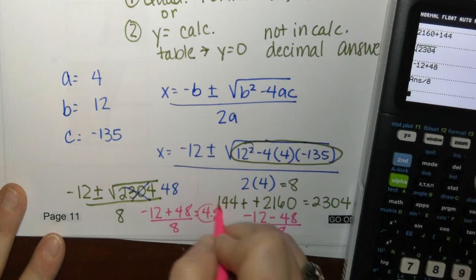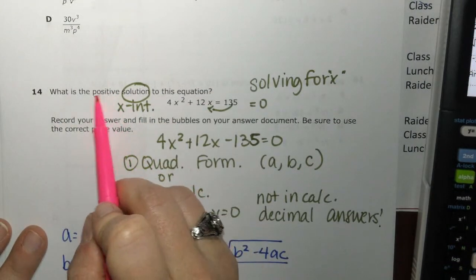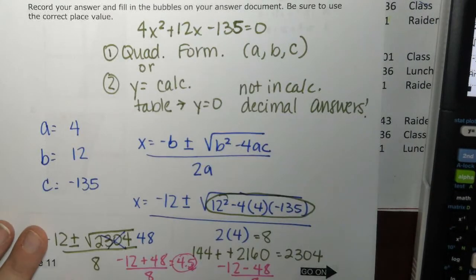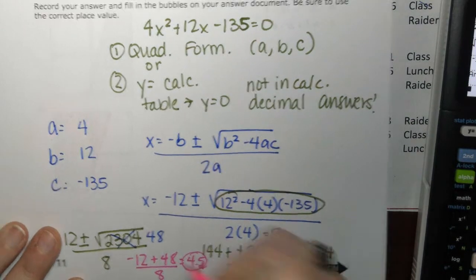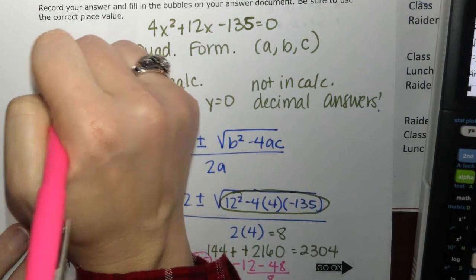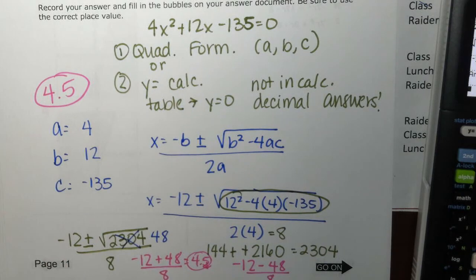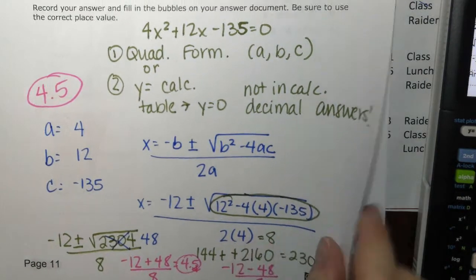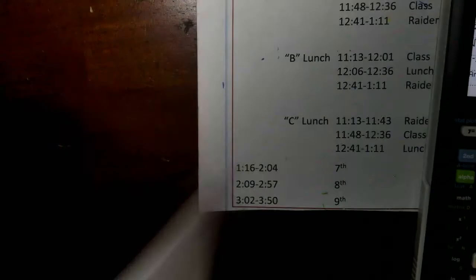Okay, and really we can stop there because the question says, what is the positive solution? Your other one's going to be negative because it's going to be a negative divided by positive. So the answer is 4.5. That's what you should have put in on your test. That one was long, but it's okay. I'm going to keep going.